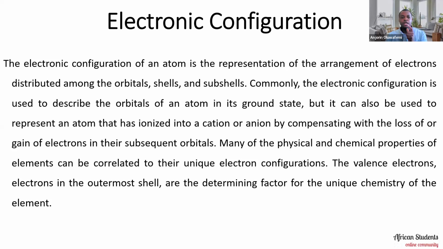That's very important. The valence electrons in the outermost shell are the determining factor for the unique chemistry of the element. The number of valence electrons will determine the group the element belongs to. It will determine the reactivity of the element and so on. So the electronic configuration is very important, and as chemistry students, we need to understand this and be able to write out the electronic configuration of different elements as we come across them.